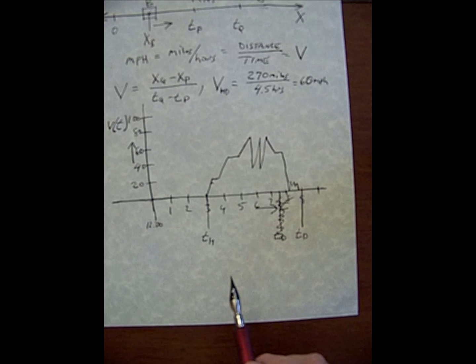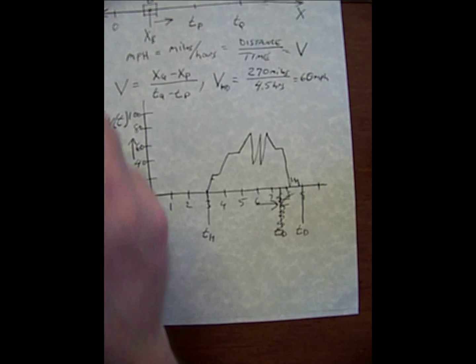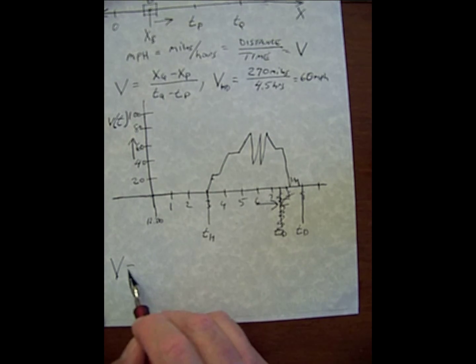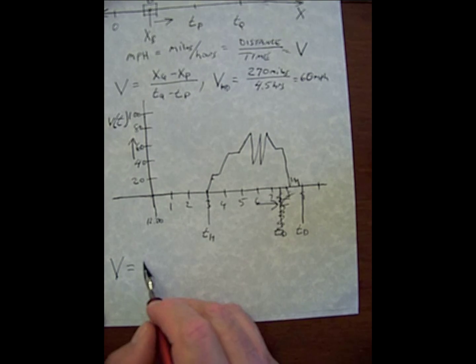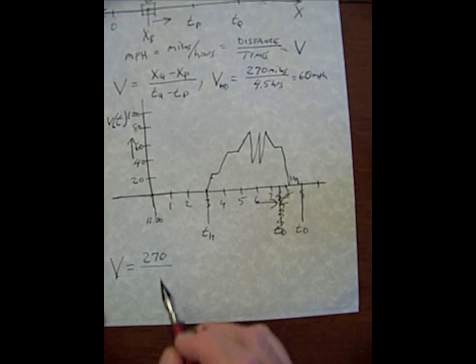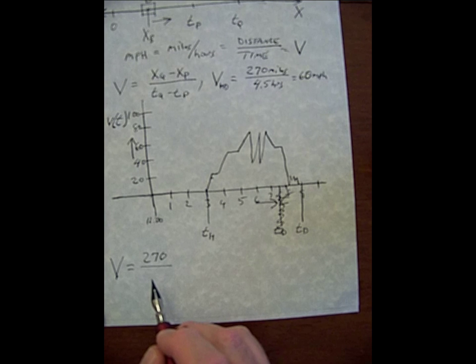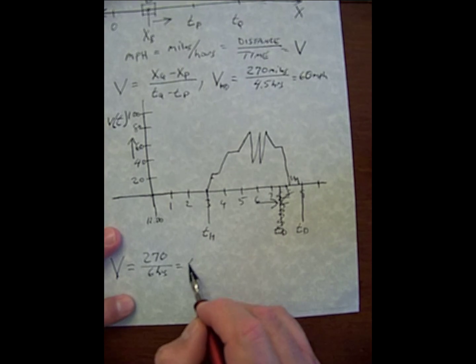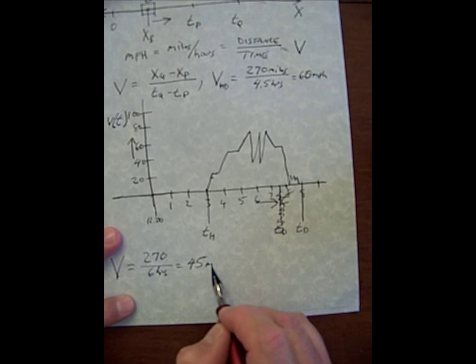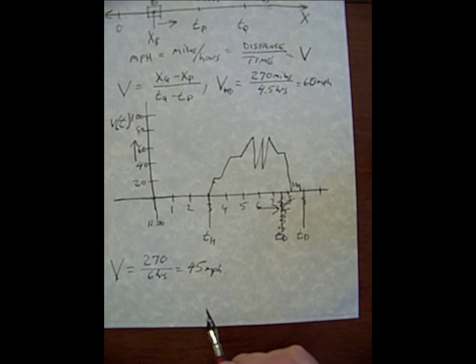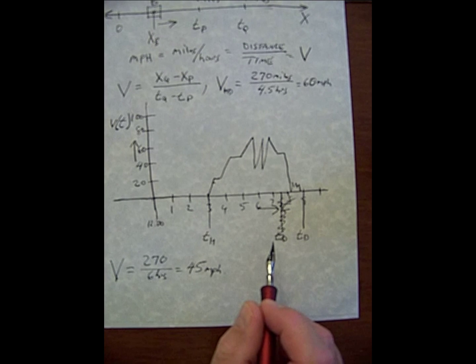I'm still interested in my velocity, so I can calculate my average velocity, my capital V, and we know our distance is still 270 miles. My time now is 6 hours, and that works out to 45 miles per hour. That was a long trip. I did not expect it to take 6 hours.